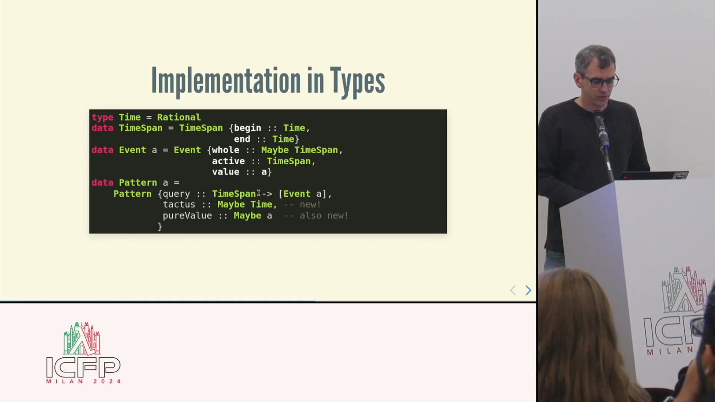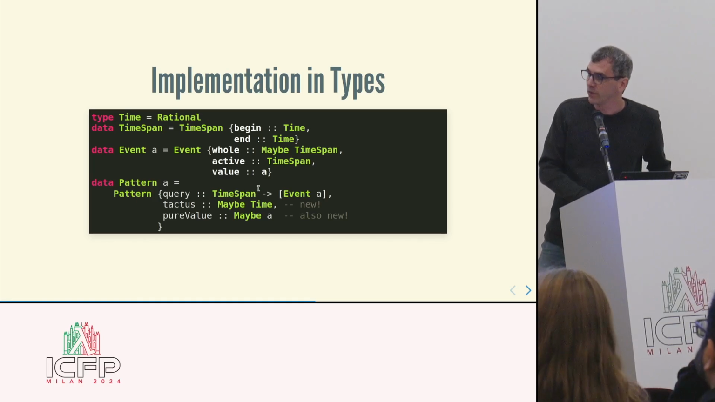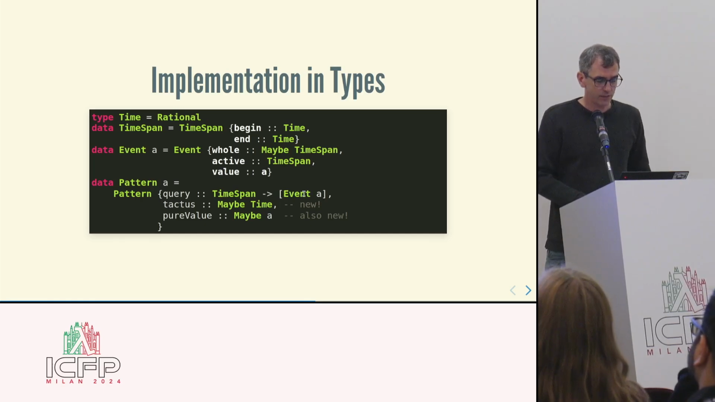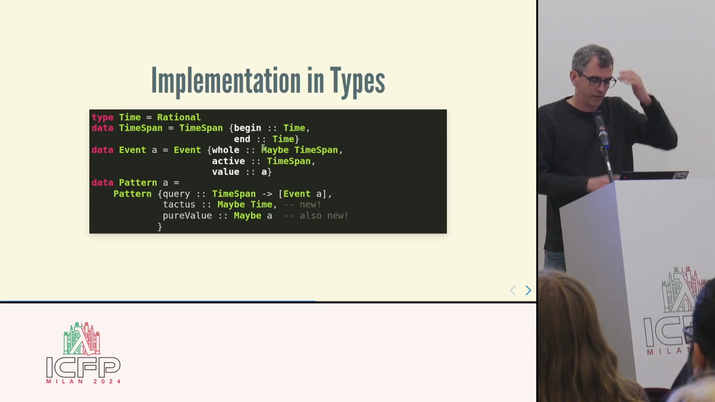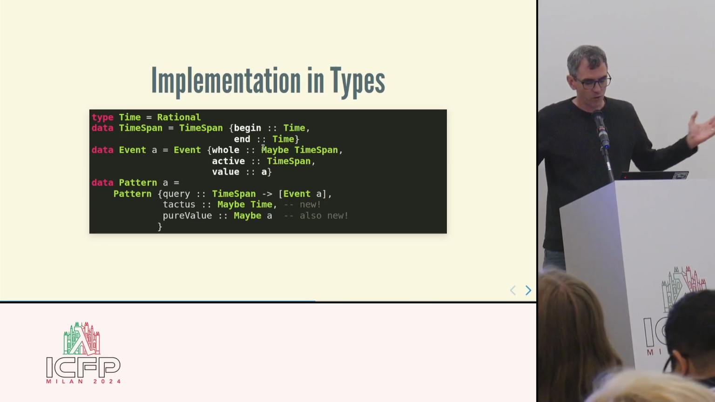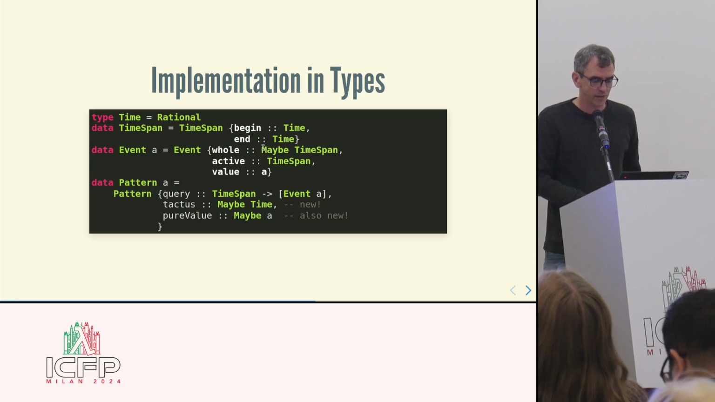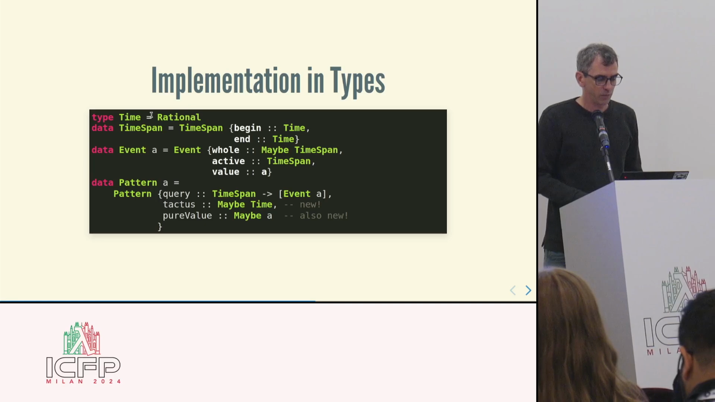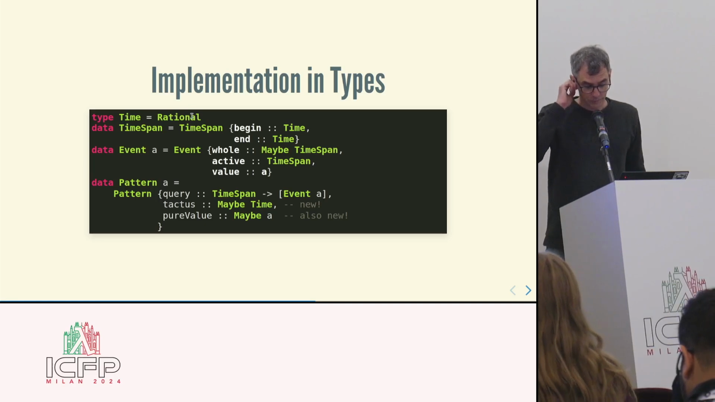So a pattern is just a function from a time span to events active during that time. Each event has the time span within that query where it's active. It might be a fragment, so in that case, you have to have the whole event as well as the fragment that's active. And a time span is just a begin and end time, which is a rational number.